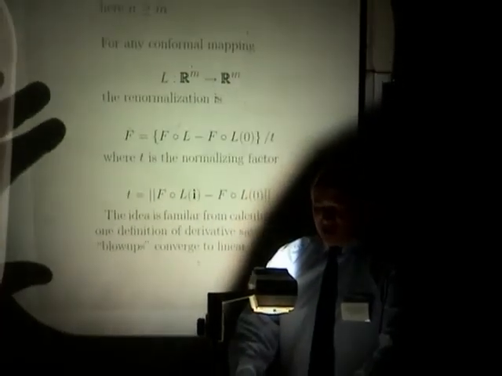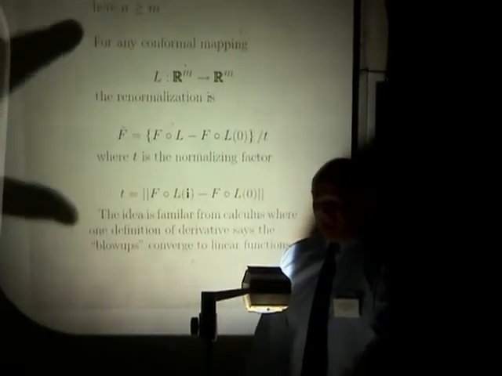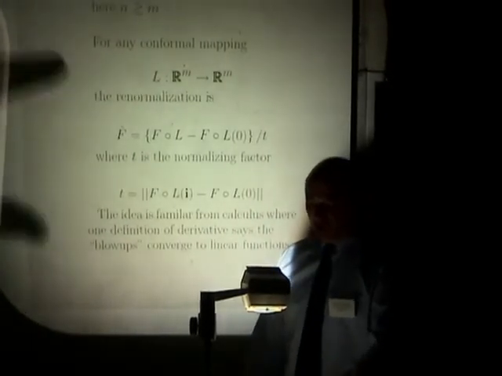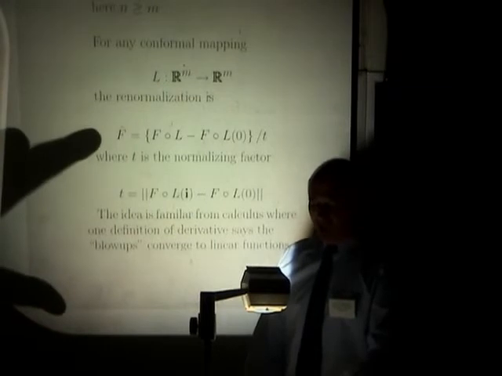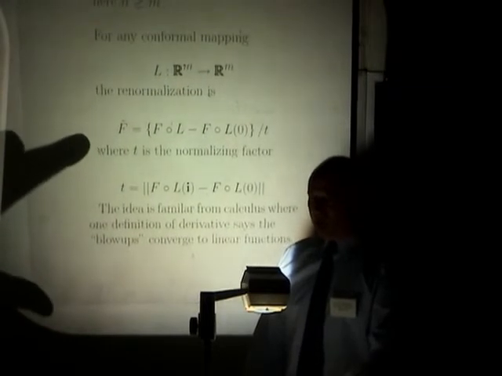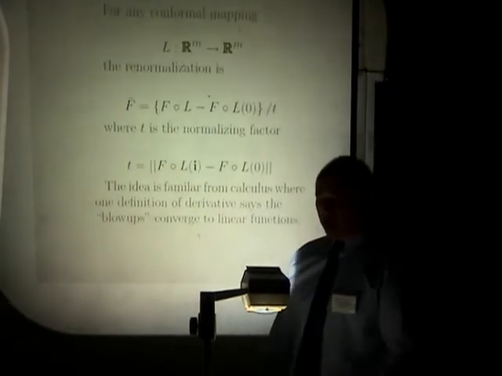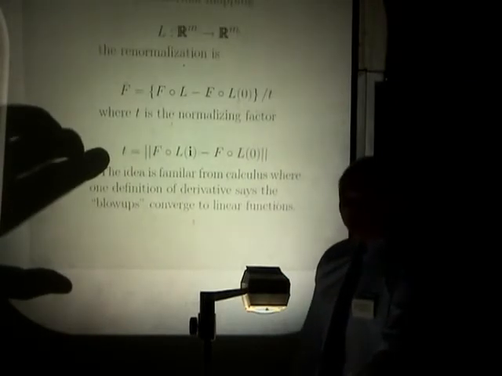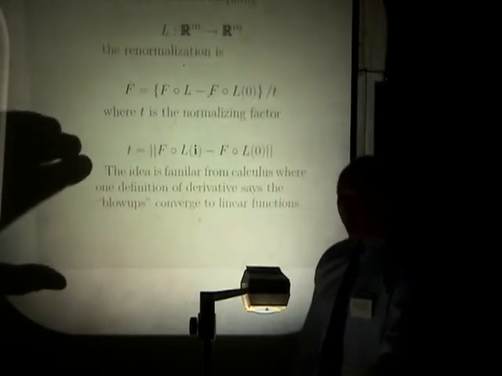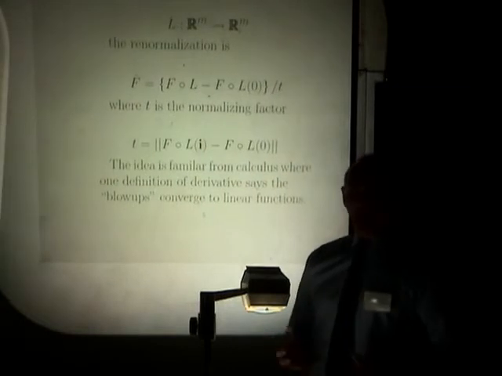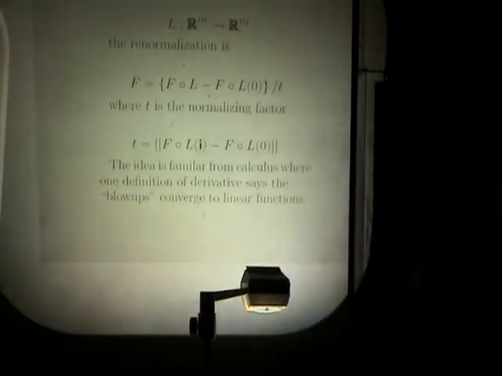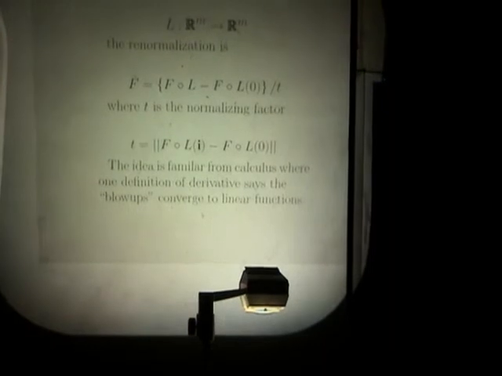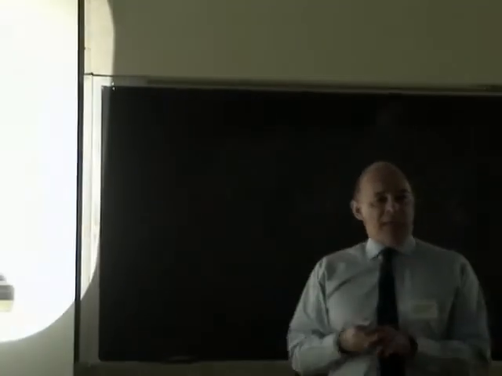The definition just says you take any conformal mapping. Remember, these conformal mappings are just translations and rotations, very simple mappings, and you renormalize it. You move the origin to another point, and then you divide through by a scaling factor. This means you've got a renormalized mapping. So from one mapping, you rescale, just blowing up the picture, looking at it with a magnifying glass of different scales, and you get a family of mappings.